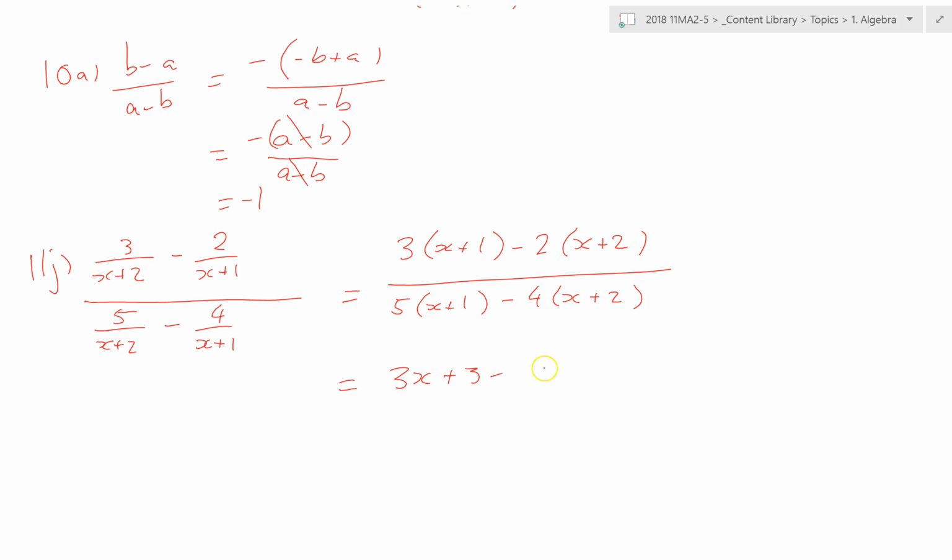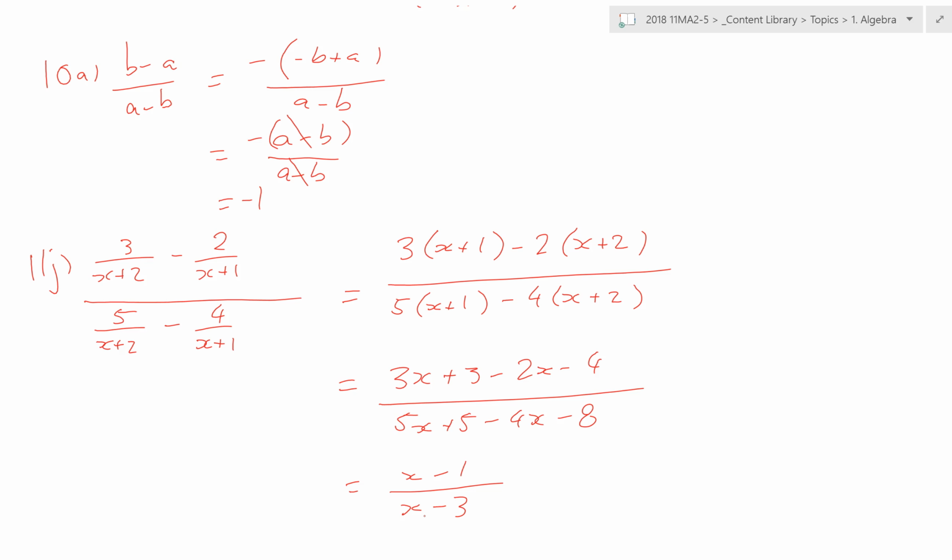3x plus 3 minus 2x minus 4 all over 5x plus 5 minus 4x minus 8 equals x minus 1 at the top over x minus 3 on the bottom. And there's nothing more to be done there. So it certainly goes from something quite complicated to something pretty neat. There's some work there. You don't want to cramp your work here. You want to be able to read what's going on. Now, my writing is not fantastic, but you need to keep an eye on this sort of stuff.